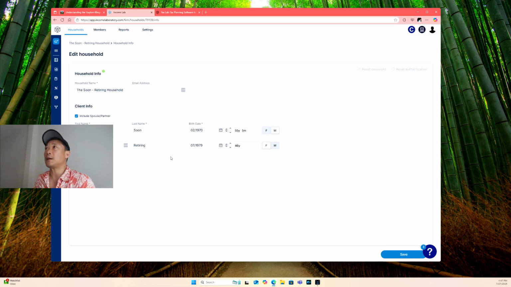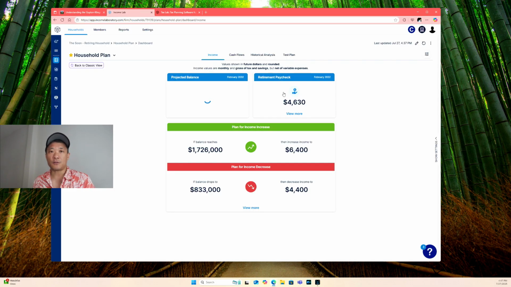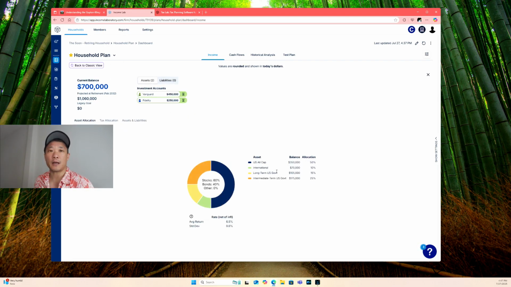I will say that I do like the interface. It's really very good, and there are a lot of graphics, etc. That doesn't make a good software solution. It's what's inside the engine that makes it good, but I will have to say it's very intuitive. I liked it, and it was kind of easy to set up. I created a household here called the Soon Retiring Household. Retiring soon at 70 and soon retiring at 79. That's really the basis of what you input into the system.